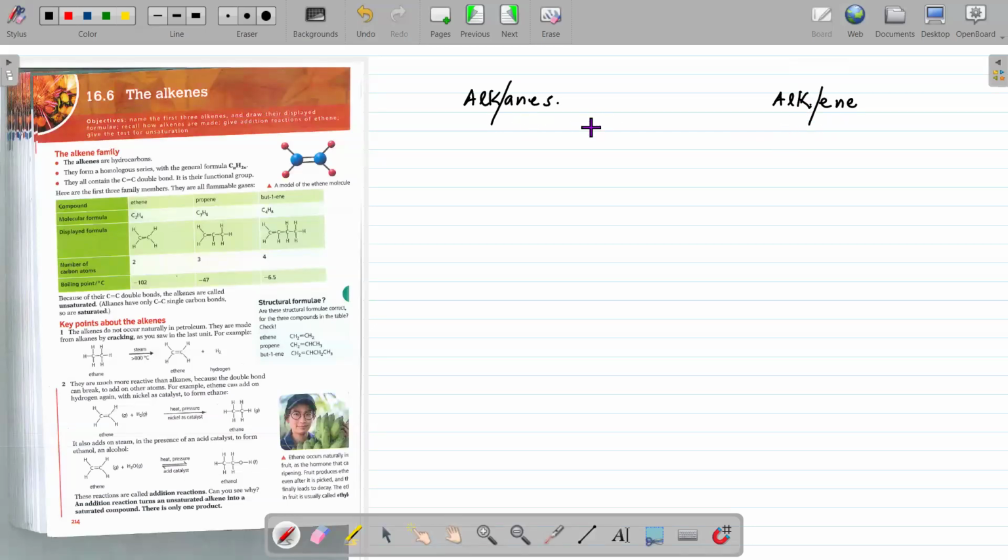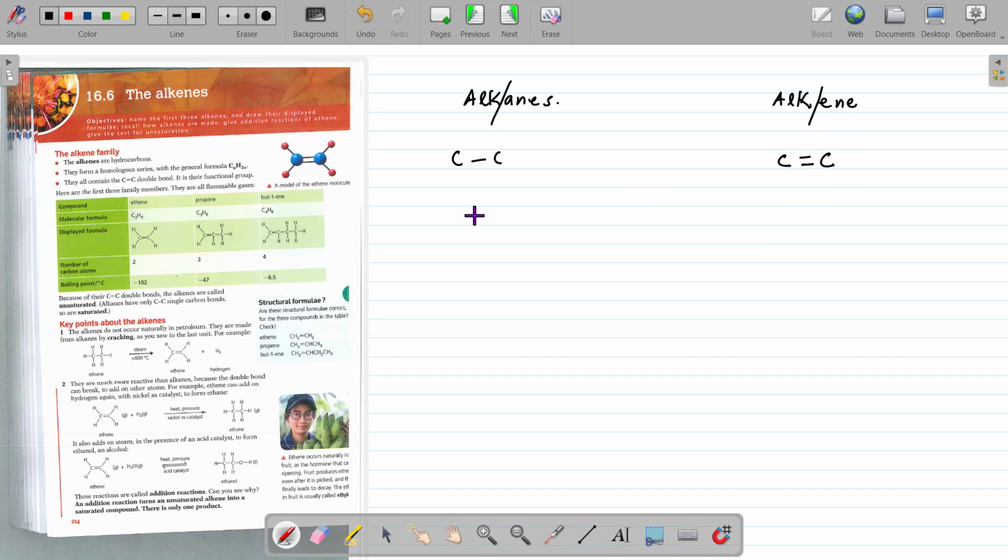Now, what's the difference in their names? First of all, look at this. The ending name of alkane is ANE, and the ending name of alkene is ENE. In this homologous series, the functional group of alkane was the carbon-carbon single bond. But here the functional group of alkene is the carbon-carbon double bond. Clear? So this double bond is the functional group of this new series.